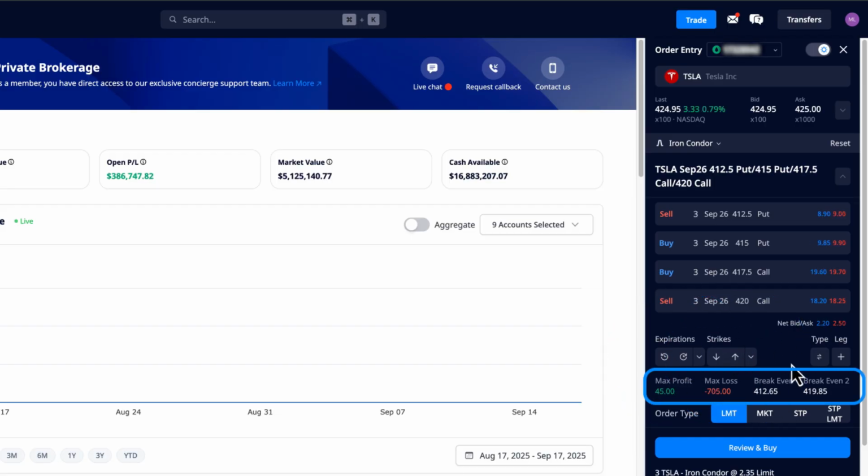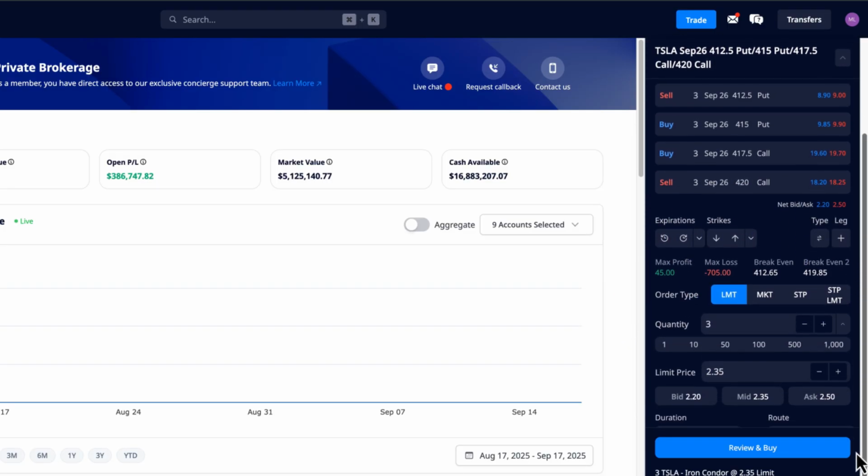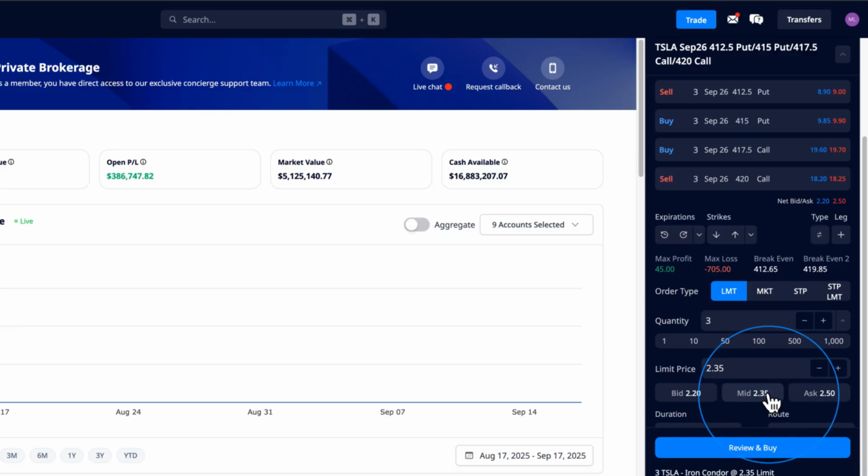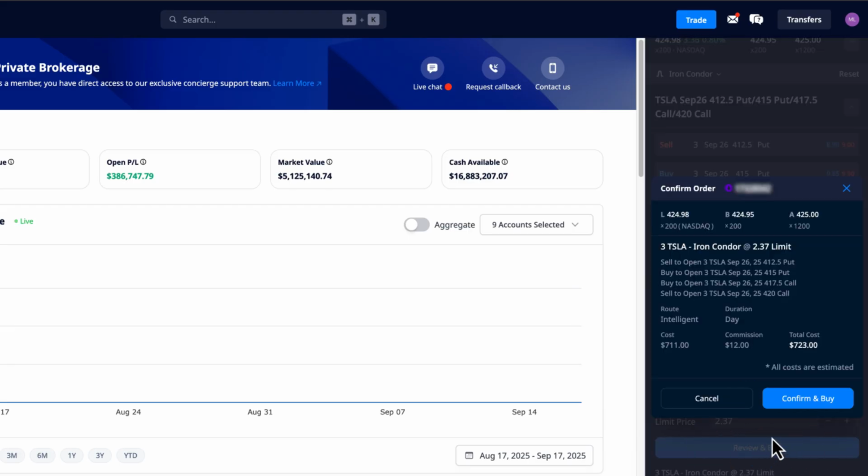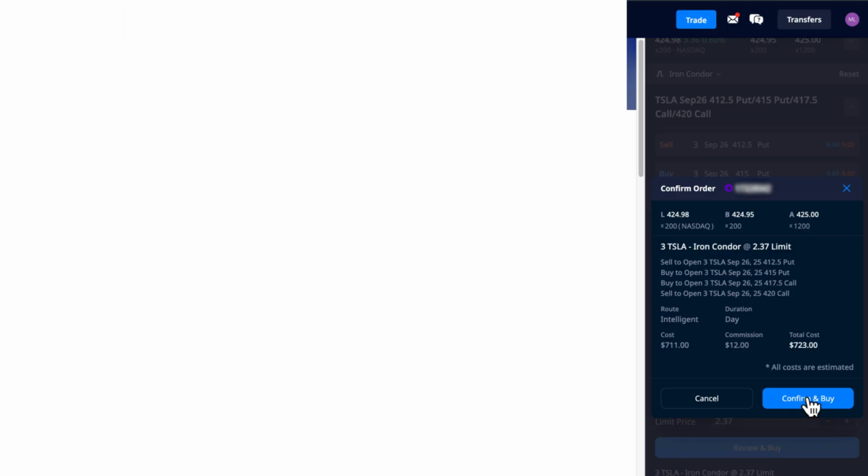You review the risk profile. Click the mid button to populate the limit price. Adjust by a few ticks. Then click Review and Buy. The trade is placed and your strategy is live. The clean layout keeps your complex strategy organized and actionable.